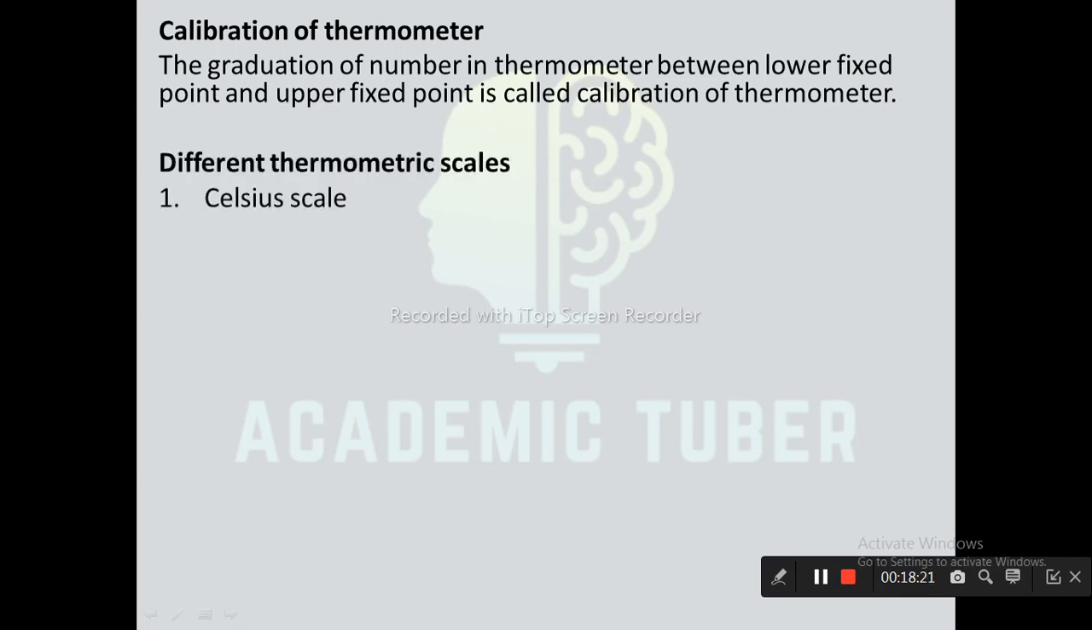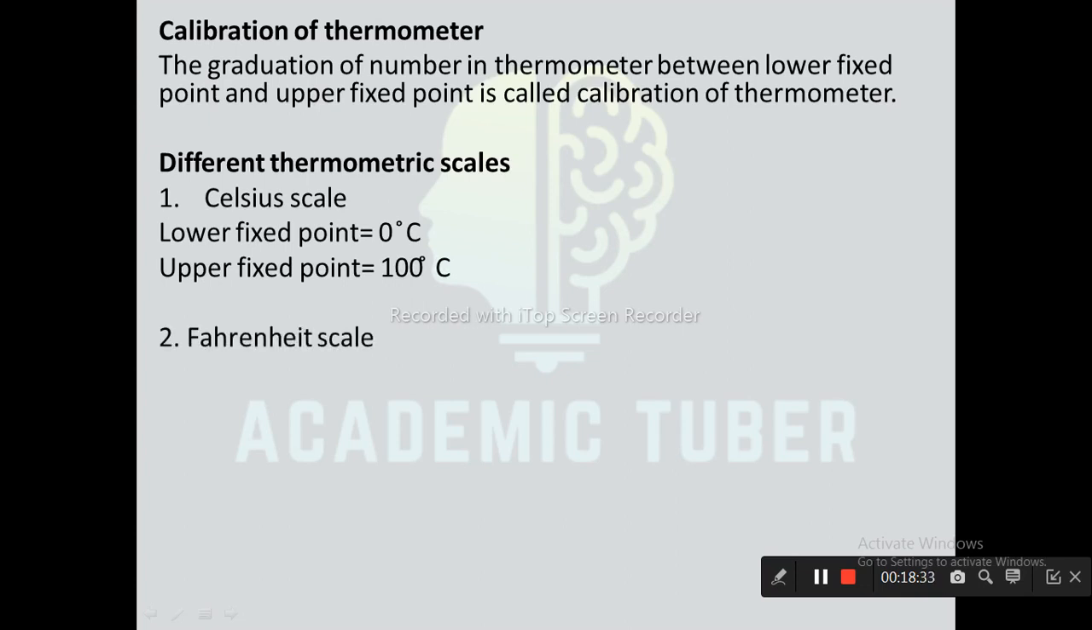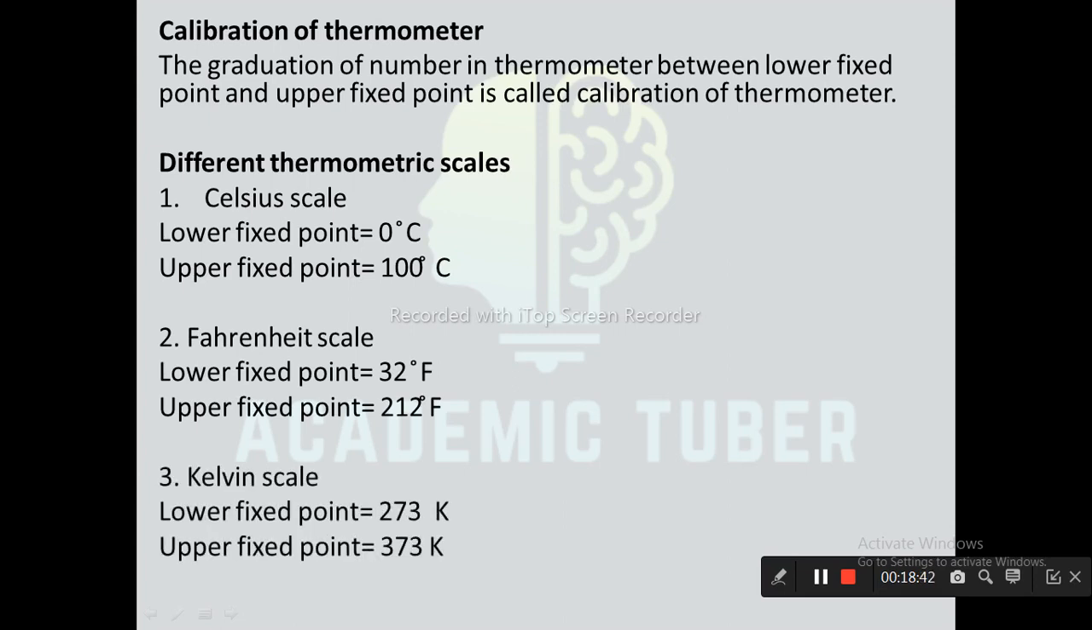Different thermometric scales. Celsius scale. In Celsius scale, lower fixed point is 0 degrees Celsius and upper fixed point is 100 degrees Celsius. In Fahrenheit scale, lower fixed point is 42 degrees Fahrenheit and upper fixed point is 212 degrees Fahrenheit. In Kelvin scale, lower fixed point is 273 Kelvin and upper fixed point is 373 Kelvin. So relation between the different thermometric scale is given by (C - 0)/100 = (F - 42)/180 = (K - 273)/100.